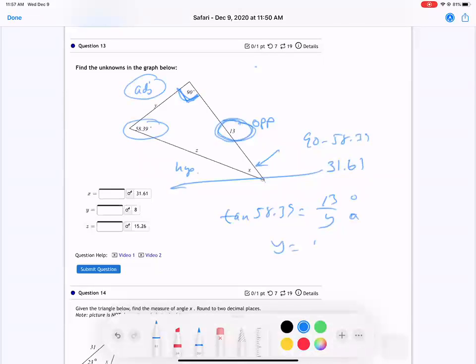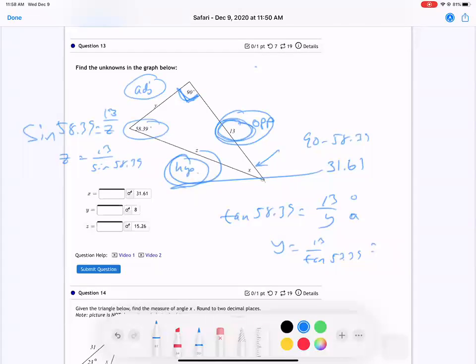So flip, y is equal to 13 over tangent 58.39. Do the math, right? That's calculator work. Now, if you don't show this work, I know you're cheating. You had to set that up. Define the hypotenuse. That's opposite over hypotenuse. That's sine. Sine of 58.39 is equal to opposite over hypotenuse. Flip, z is equal to 13 over sine of 58.39. Okay, plug that in the calculator. That will give us our z value.